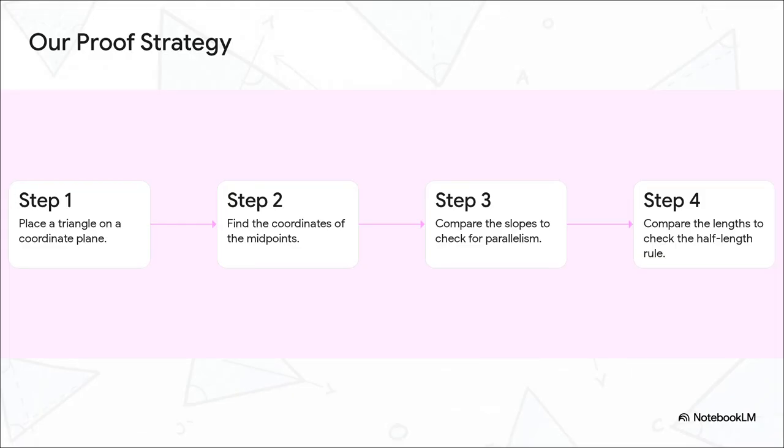Our strategy here is actually pretty simple. First, we'll just plop a generic triangle down on a coordinate plane. Then, we'll find the coordinates for the midpoints. And from there, it's just a matter of checking our two superpowers, right?